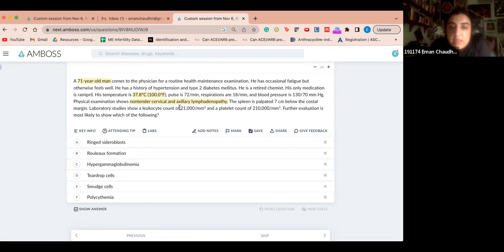Leukocyte count is 21,000 and platelet count is 210,000. Is that normal, the platelet count? Yeah, good. 150 to 400,000, or 450,000, is normal. Further evaluation is most likely to show which of the following. So what is this giving the picture of? Is this an acute or chronic picture? Or is this a high grade or low grade picture? Chronic, okay. Leukemia or lymphoma?